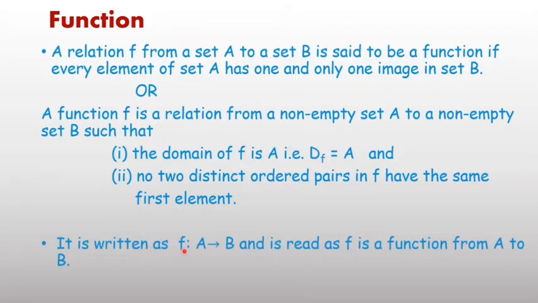A function we can write as f: A to B, meaning f is a function from A to B. If this is written anywhere in symbolic form, we will read it as f is a function from A to B.